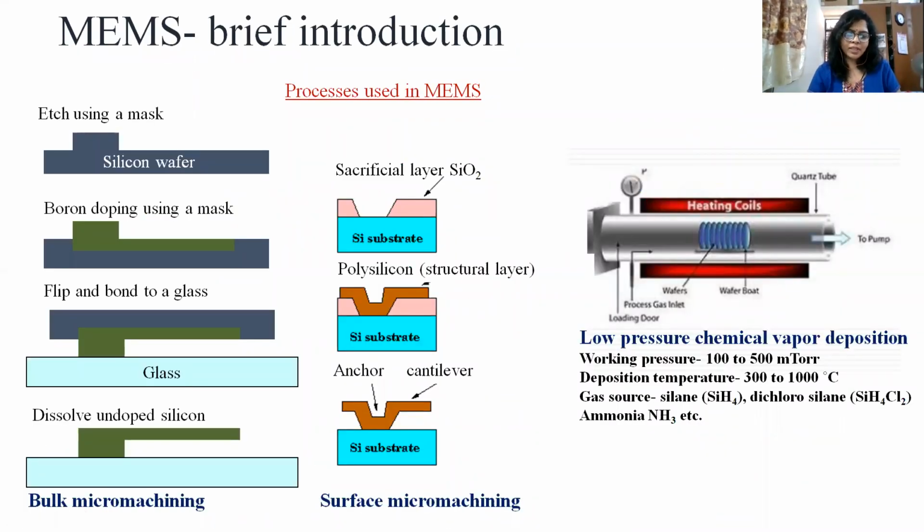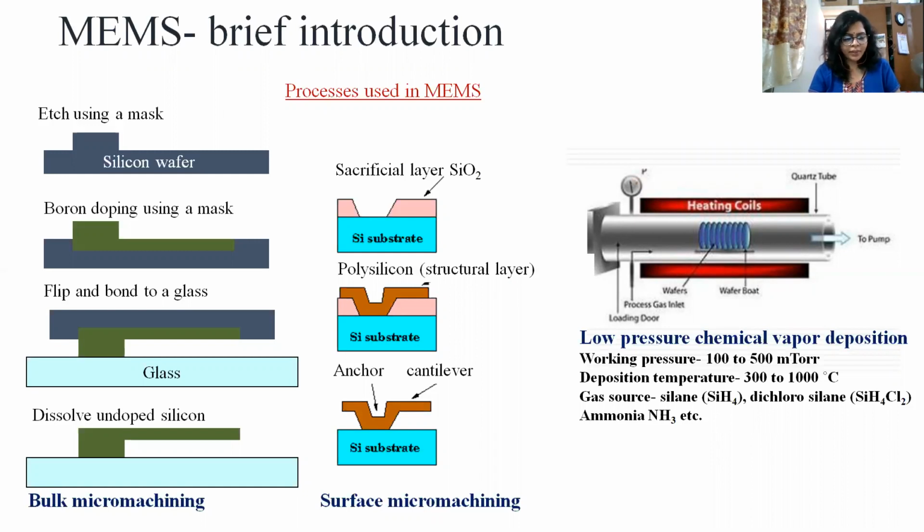Now, bulk micromachining. As the name suggests, bulk micromachining is processing and etching the substrate three-dimensionally. Selected etching inside the substrate, that is crystalline silicon, is done. As you can see in the schematic, there is a silicon wafer that has been patterned and then doped with boron, flipped, bonded to the glass, and the unwanted area has been removed. The end product is a boron-doped cantilever suspended on glass.